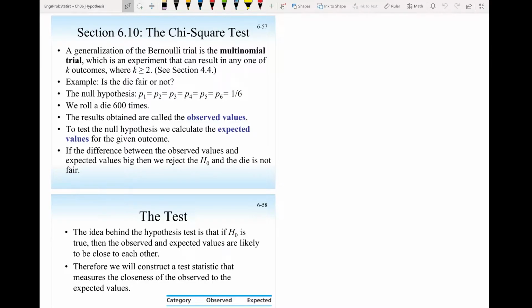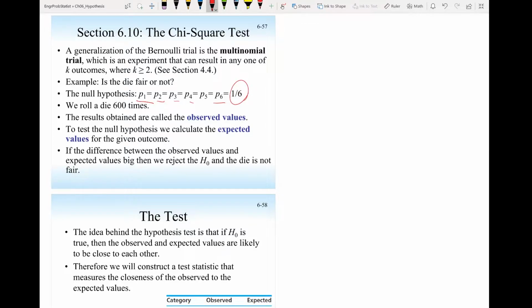So let's start with this scenario. In a casino, they use the die. So now you are questioning, is the die fair or does it show the face 6 more often than other faces? Or maybe it shows the even faces more than the odd faces. So you set a null hypothesis. You say the probability of 1 is the same as the probability of 2, 3, 4, all the way to the probability of 6, and these should be 1/6 if it's fair. So that's your null hypothesis.